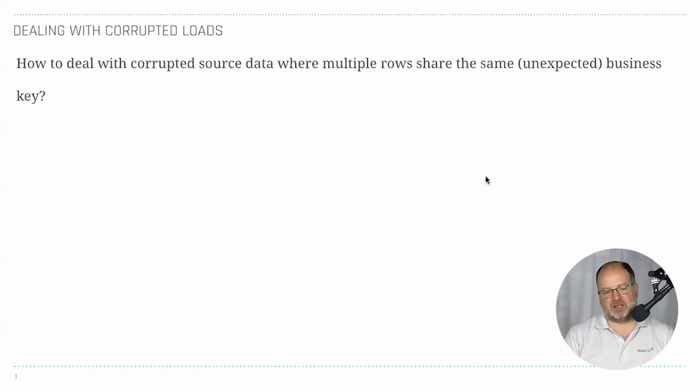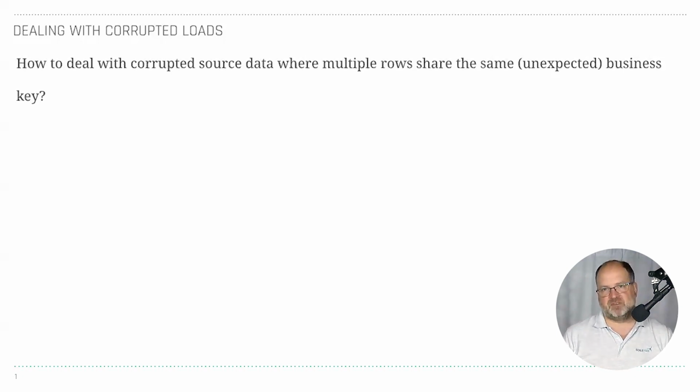So this one is about dealing with corrupted data. In this case, the issue is that you have a raw data model where you made some assumptions based on observations from the data sets you received, right? So you selected the business keys for your hubs, you have some satellite splits and so on. So you got your target model.